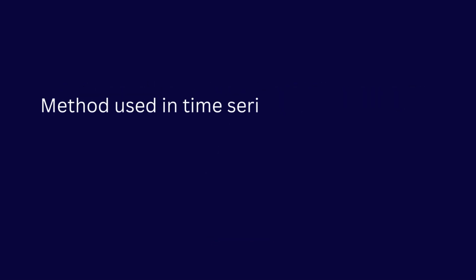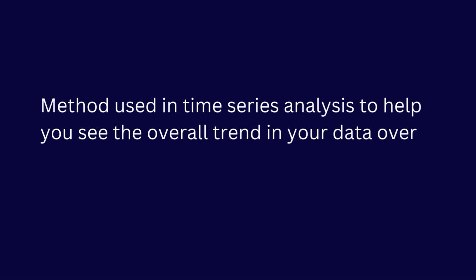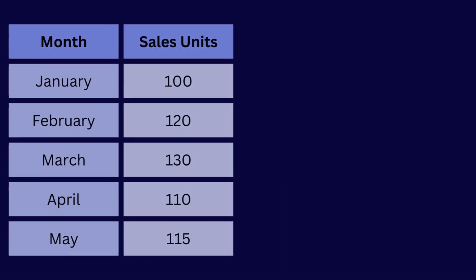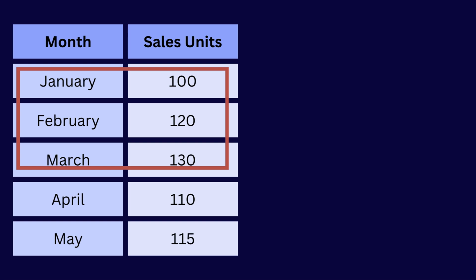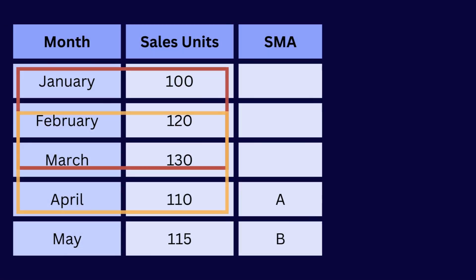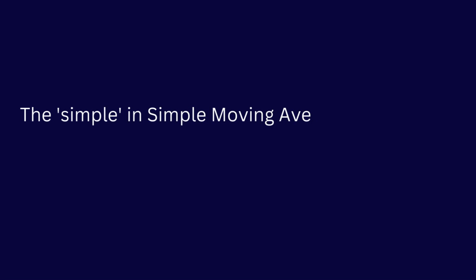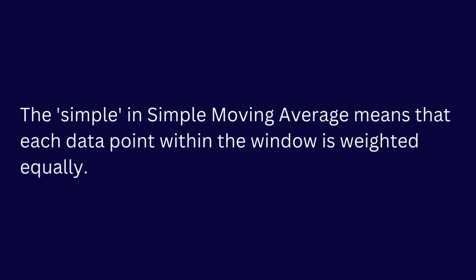Simple moving average is a method used in time series analysis to help you see the overall trend in your data over time. It does this by taking the average of a fixed number of recent data points and then moving this window across your dataset. As the window moves, it calculates a new average each time, which helps to smooth out short-term fluctuations and make it easier to see the bigger picture. The simple moving average means that each data point within the window is weighted equally.